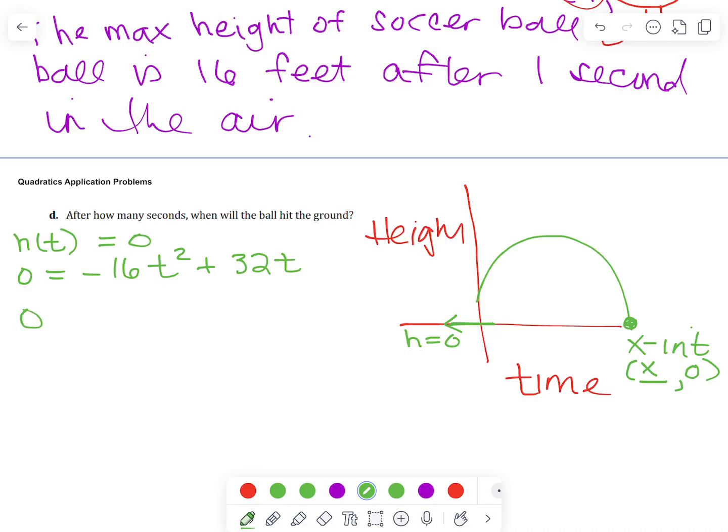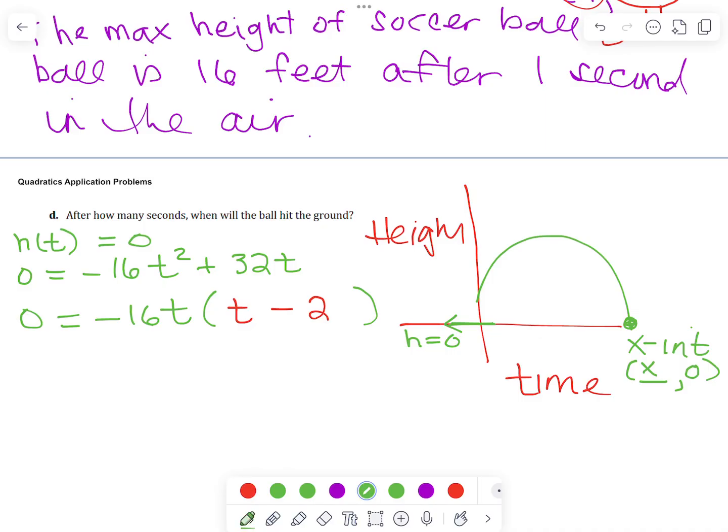We can take out the GCF. We can take out a negative 16. We can also take out a t. So we're going to divide that out. And now what we're left with is a t minus 2. So this is our GCF, the negative 16t, and then what's left is t minus 2. Now we're going to use our zero product property.